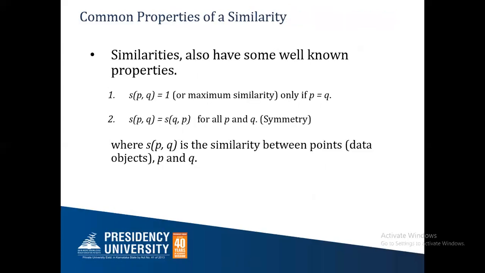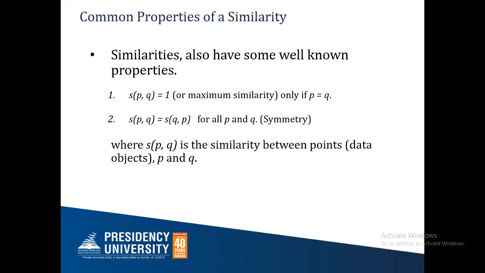Next, let us see the common properties of a similarity measure. Similarity measure, as we just saw, can be represented with the letter S. What are the properties? S of P comma Q is equal to 1, that is, there is maximum similarity only if P is equal to Q. So if the same points are considered, then the similarity measure is 1 because all their properties will be matching.